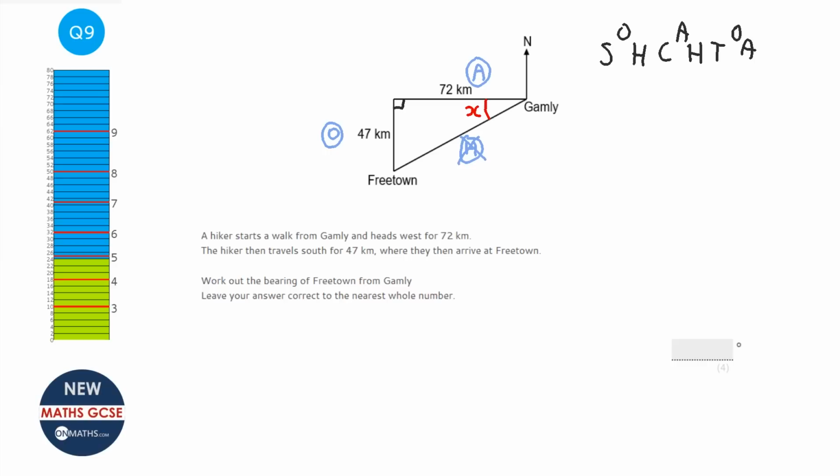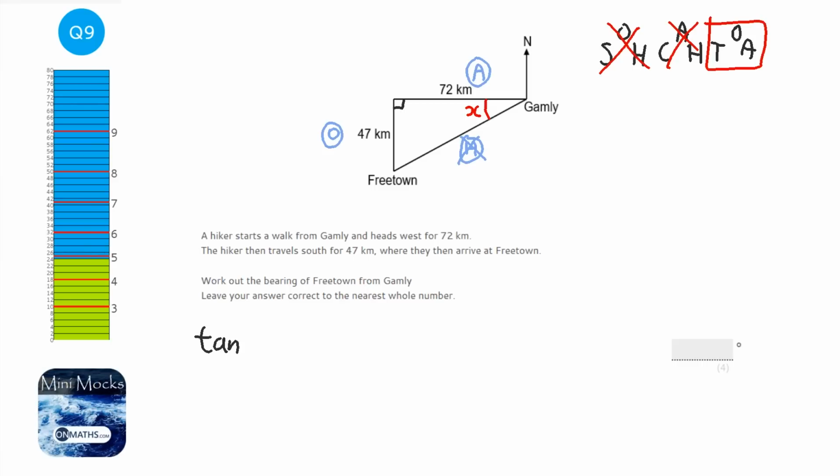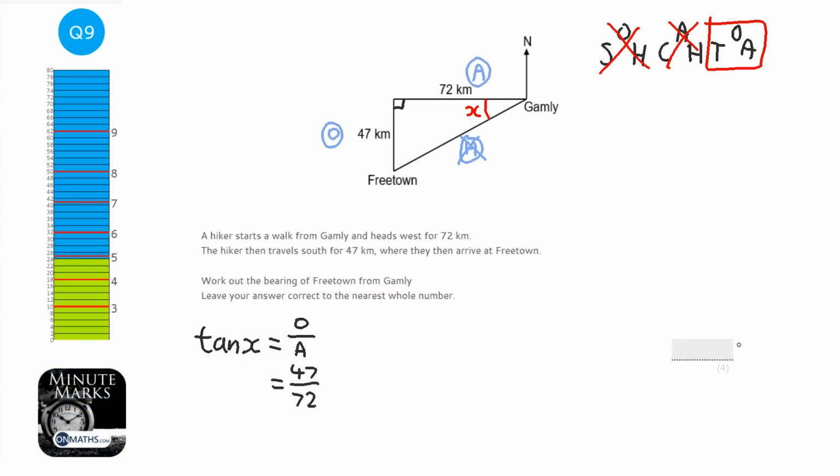Well, we're not interested in the H, so it's not going to be SOH, and it's not going to be CAH, so it's going to be TOA. So TOA stands for tan x equals opposite over adjacent, and the opposite is 47 and the adjacent is 72. Now we want to work out what x is, so to do that we want to inverse tan both sides.